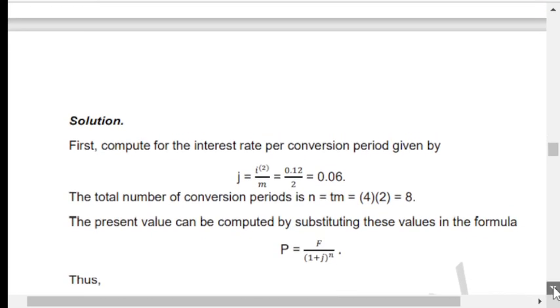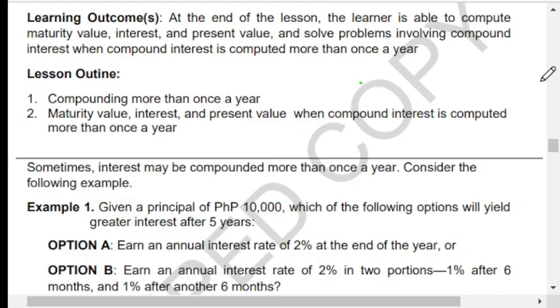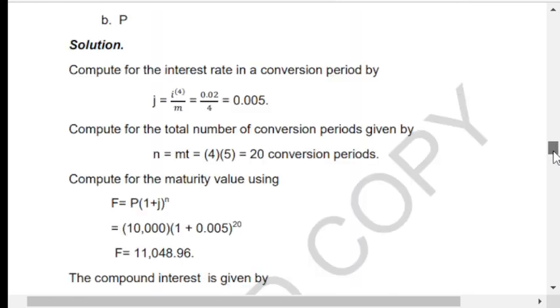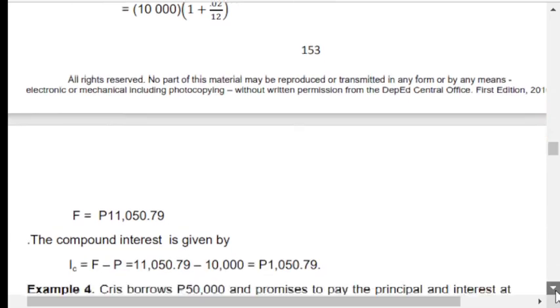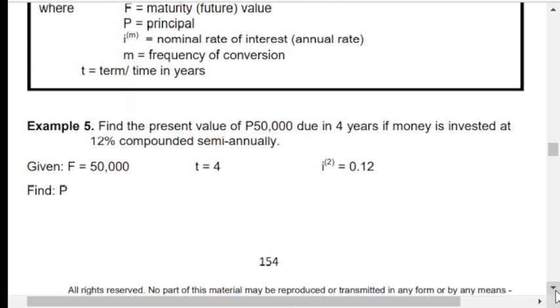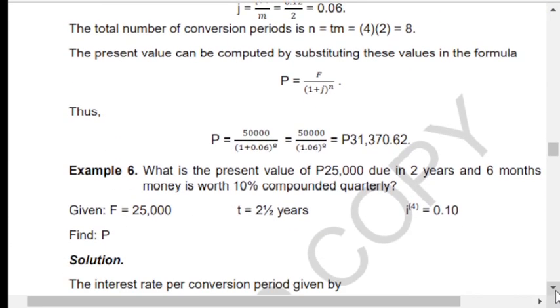So to find P, first, again, we have to compute the J, which is 0.12 divided by 2 because every 6 months. Then we have an answer of 0.06 and then N would be 4 times 2. Kanang your time is 4. Okay, your time is 4 and then times 2 is equal to 8.